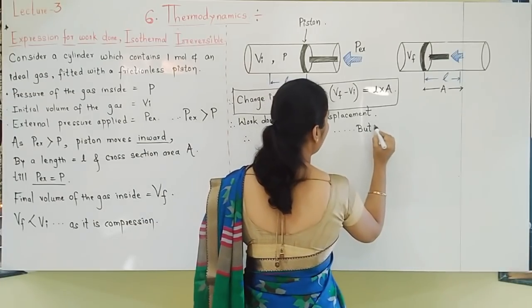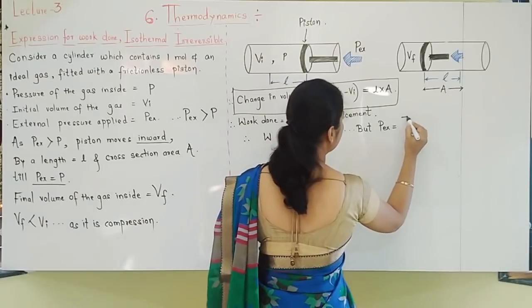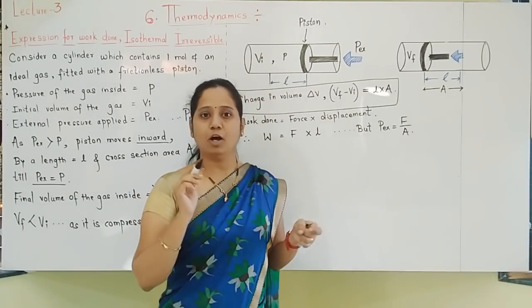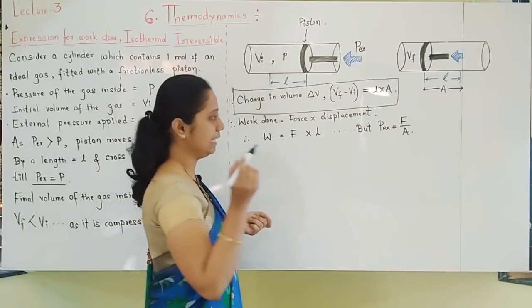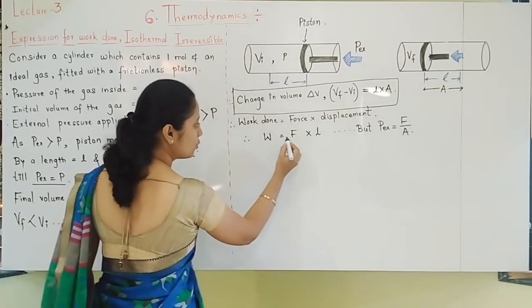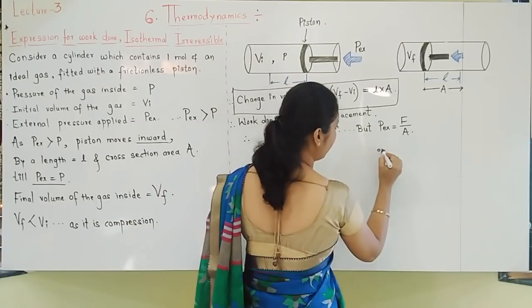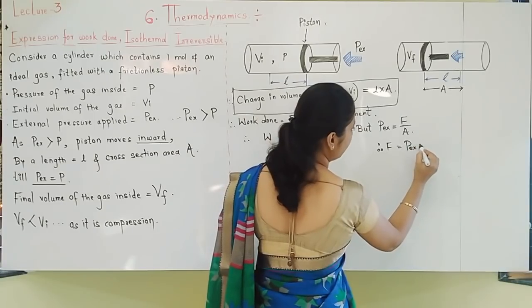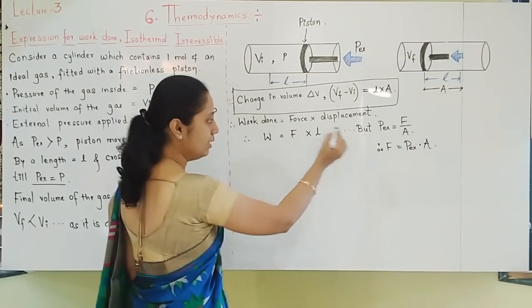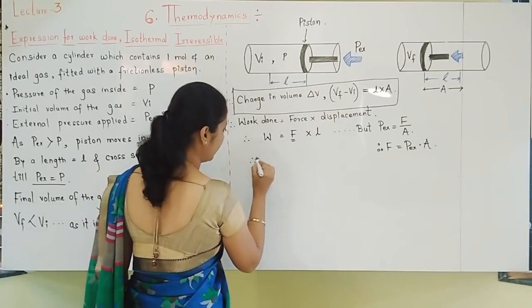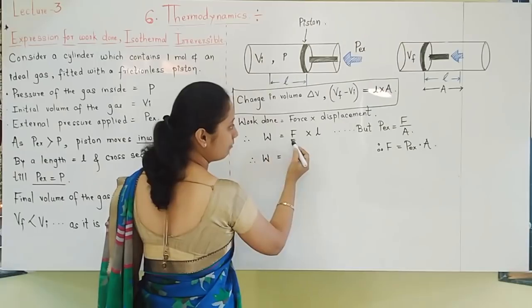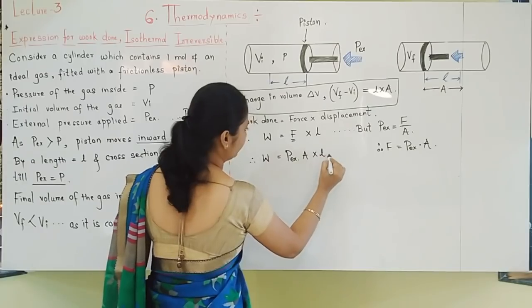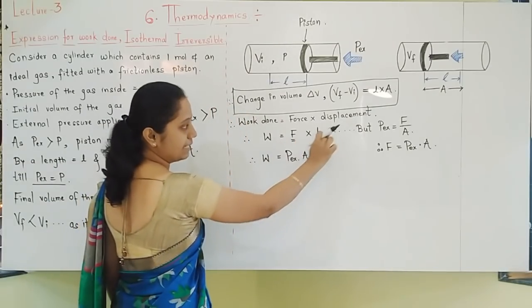But what we know about P external is force divided by area. Force applied per unit area is called P external. So F means I can write P external into area. For F I will substitute the value. Therefore W is equal to P external into area into L. For F I substituted the value.